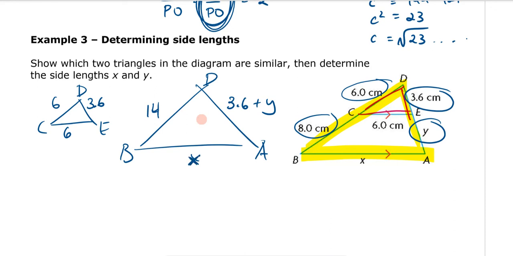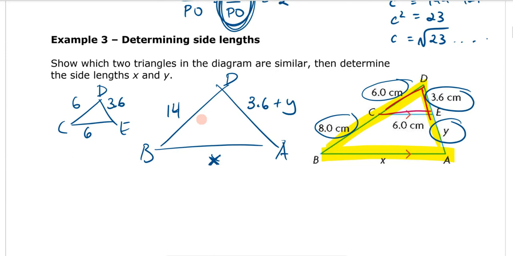Now, you're allowed to have a letter represent the same common corner on both triangles. That's okay. So when I write my similarity statement, I'm going to write triangle DCE is similar to triangle DBA. Make sure you line up the corresponding sides correctly in the correct order.